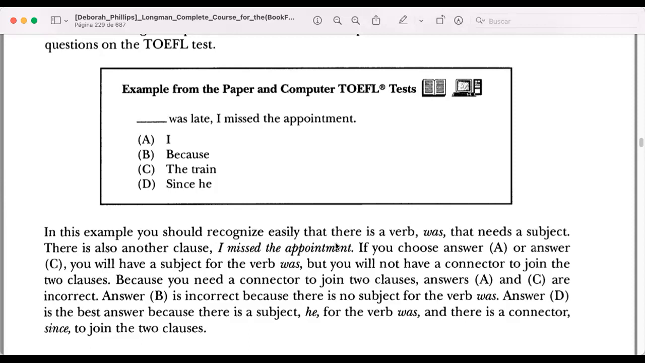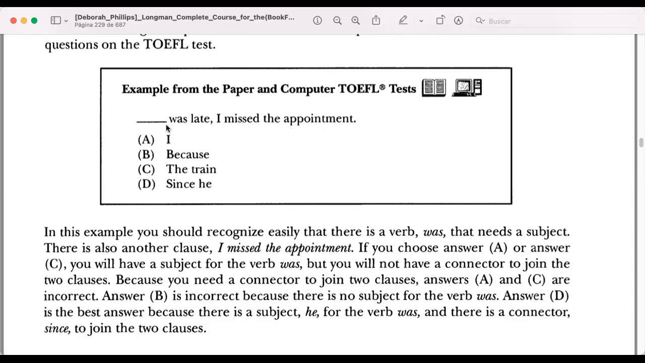In this case, answer B is incorrect because there is no subject for the verb was. Answer D is the best answer because there is a subject, he, for the verb was, and there is a connector, since, to join the two clauses. You know, in this case, since will be the connector. Since he was late, I missed the appointment.